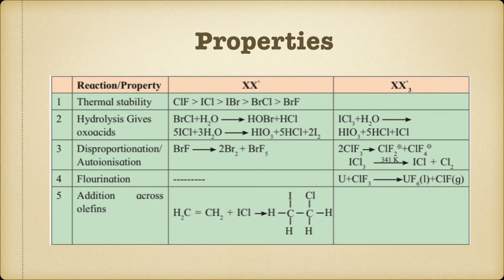Now we'll see the properties of interhalogen compounds. So first one, thermal stability. Okay, so the decreasing order of thermal stability of interhalogen compounds is written over there in the first row. So in that we can understand that ClF, that is chlorine monofluoride, is more thermally stable as compared to iodine monochloride, and so on. Okay, and the least stable will be bromine monofluoride.